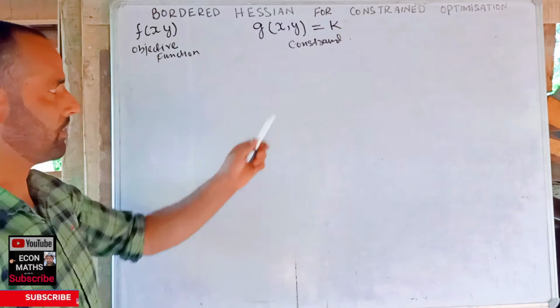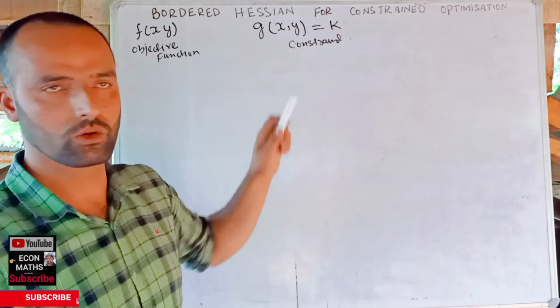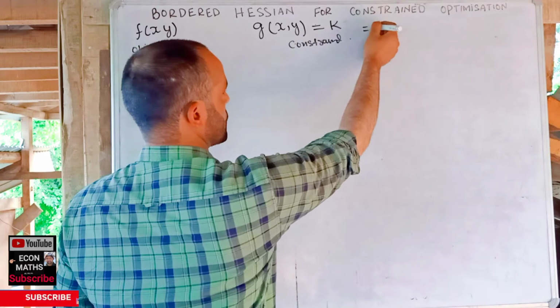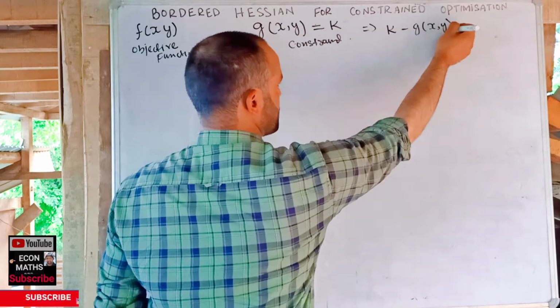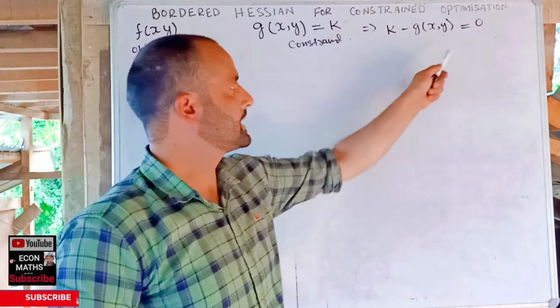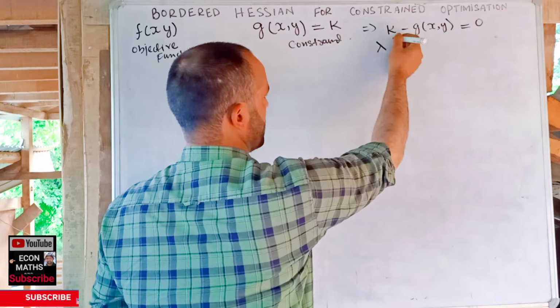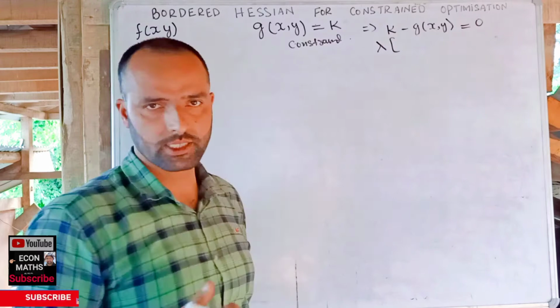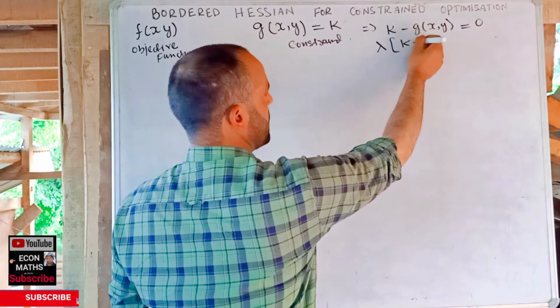Now we have to form a new function. First of all, we set this constraint equal to 0. Setting this to 0, this will become k minus g of x, y is equal to 0. After that, we multiply this by lambda. I have actually discussed all this in the optimization videos. I am just recapping to relate it to this bordered Hessian method. So this is lambda times k minus g of x, y.